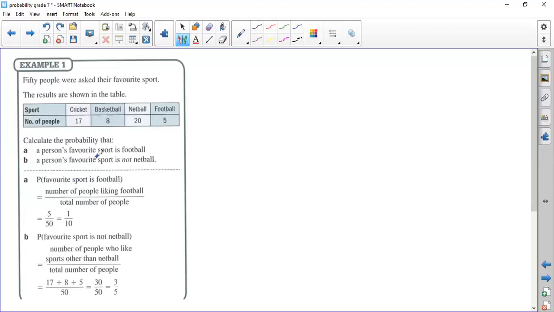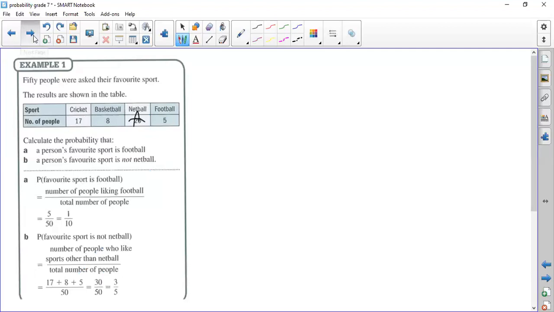At B, let's find the probability that a person's favorite sport is not netball. Okay, not netball means it can be any of the other sports, but not netball. It means you have to take out the results for netball. So it will be what? 17 plus 8 plus 5 will be the possibilities that the sport is not netball, over the total number of people, which is 50. So it is 30 over 50 or 3 over 5.